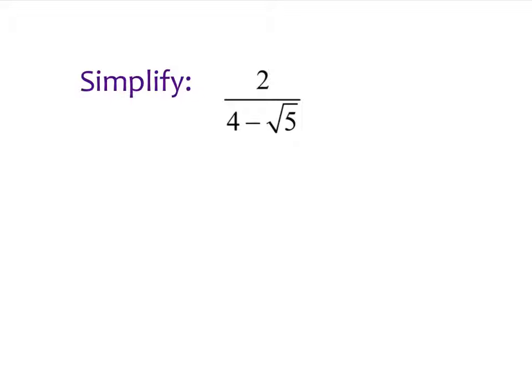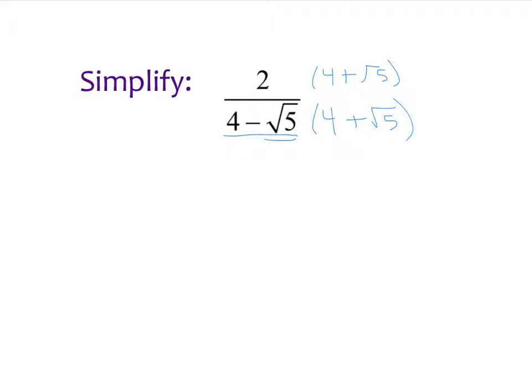So let's look at breaking down this conjugate. I have 2 over 4 minus the square root of 5. So how I get rid of that radical in the denominator, because again that's breaking a rule, is I want to multiply by the conjugate of 4 minus square root of 5, which is 4 plus square root of 5. Again, 4 plus the square root of 5 here would be called the conjugate. So if I do something to the denominator of a fraction, I also must do that to the numerator. So I'm going to multiply here by 4 plus square root of 5.